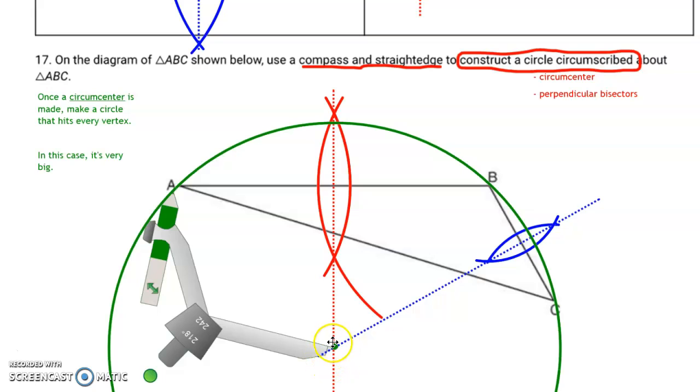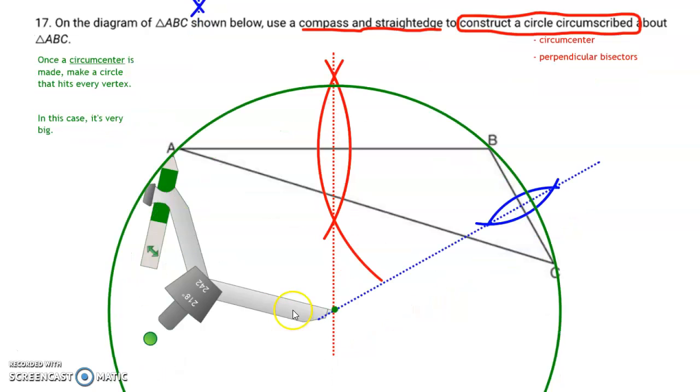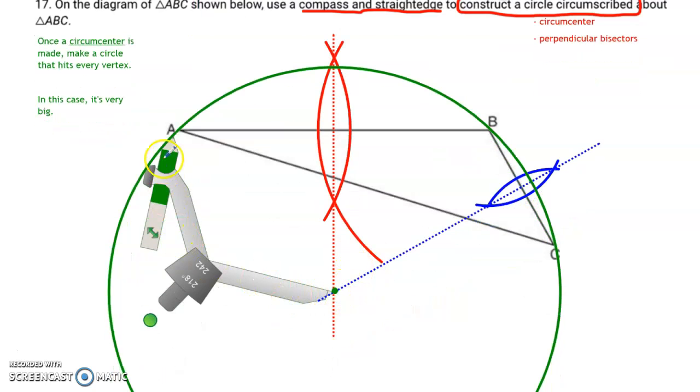This is the circumcenter, and it's okay that it's outside the triangle because circumcenters are outside the triangle when the triangle is obtuse, like this. Once the circumcenter is made, you can make a circle that hits every vertex by putting the compass on the circumcenter and then extending the compass so that it touches any one of the vertices. It's going to have to touch all three. That's what the construction is designed to do.